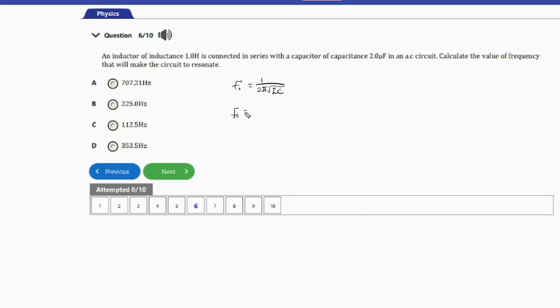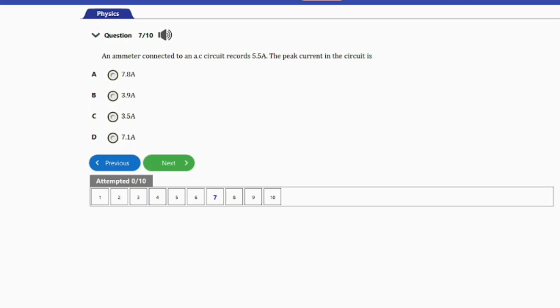Then we're going to plug in the values here. So that's F naught is equal to 1 over 2 times 3.142 times square root of 1 times 2.0 times 10 to the power of negative 6. So guys, if we go ahead and calculate this together, we're going to have that the frequency F naught is 112.5 Hertz. And that's it for this question, option C. Let's go ahead and consider the next question, guys. So guys, the next question here is question number 7.